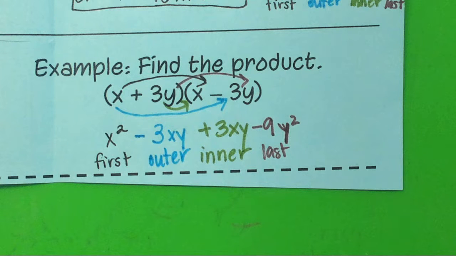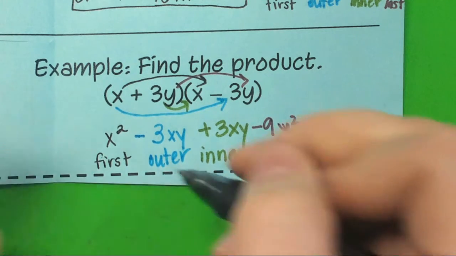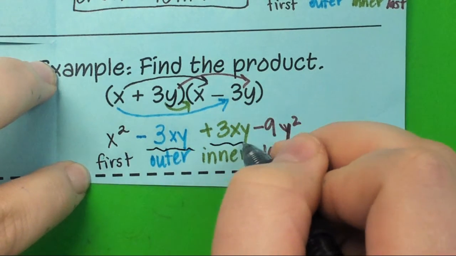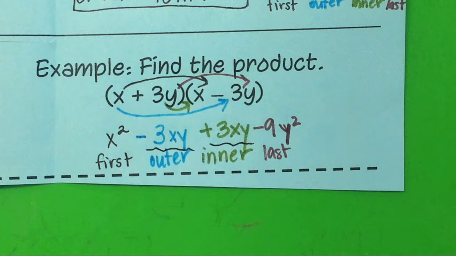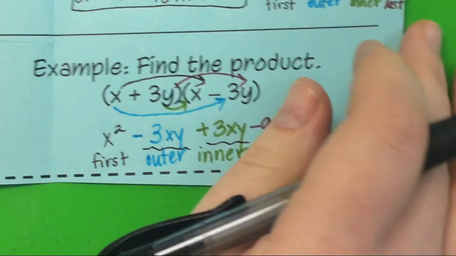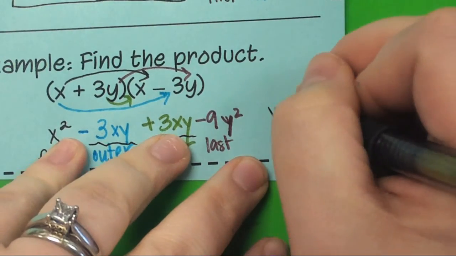Okay. Yes, dear. You wanted to ask me something? No, you just wanted to move your hair. Okay. What happens? The negative 3xy and positive 3xy cancel out. They do cancel out, but Natalia was asking me if the answer is 0. Is the answer 0? No. X squared minus 9y squared. Yes.